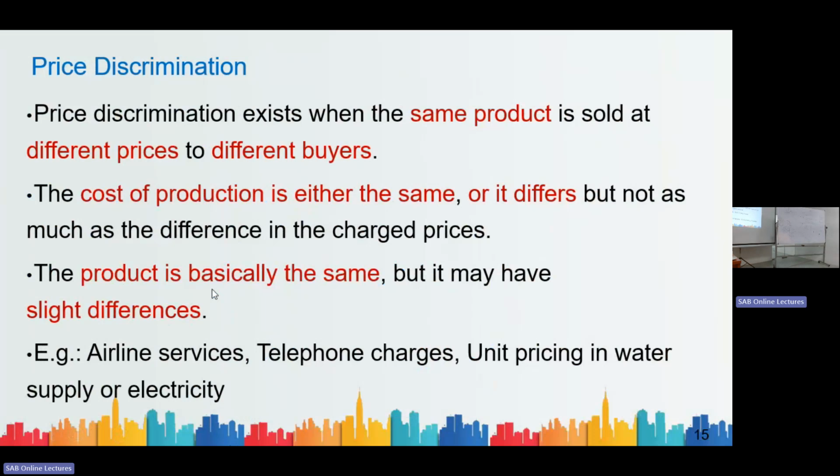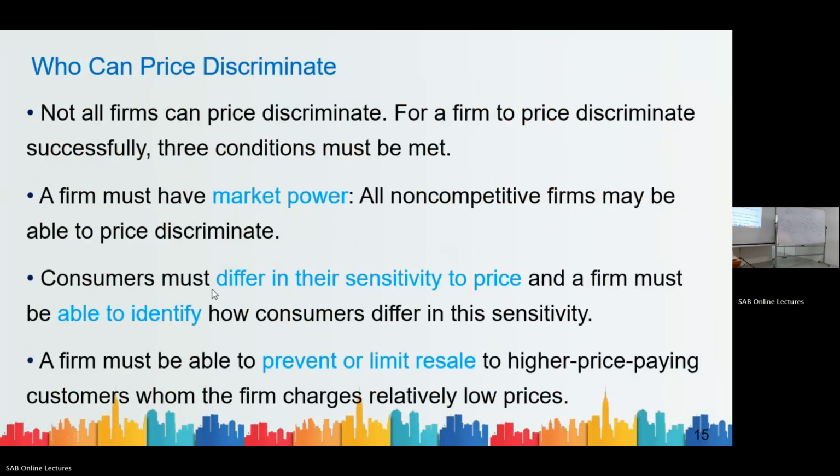So the examples of industries where price discrimination is practiced include airline services, telephone companies, water, electricity suppliers. So these are several examples of those practicing price discrimination. And these are the three conditions for price discrimination. If any of these conditions is not satisfied, price discrimination will fail.